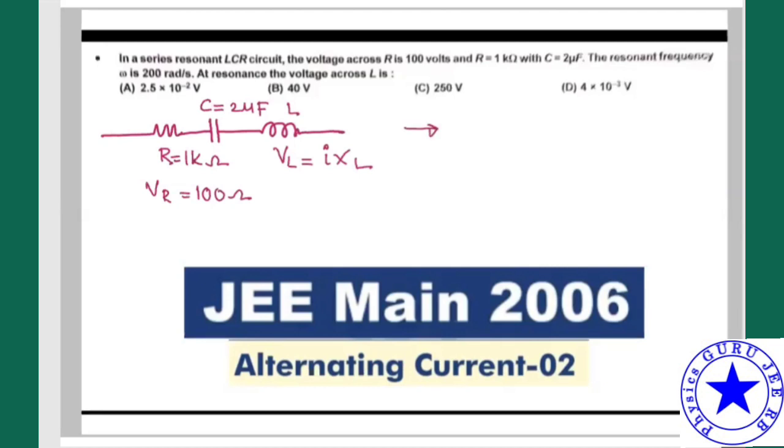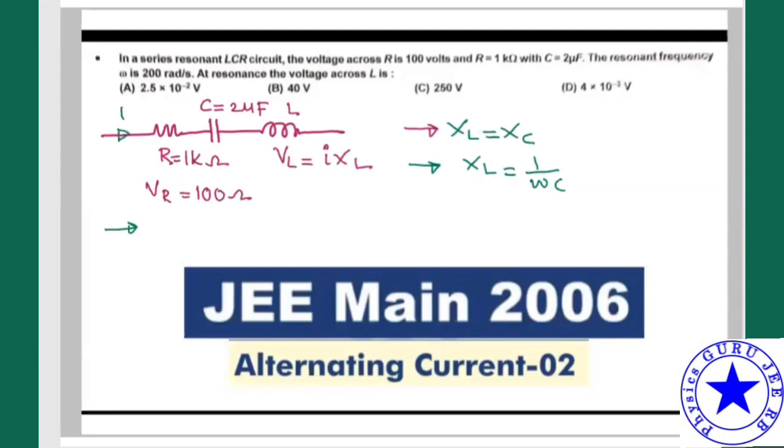The condition for resonance is XL equal to XC. This is the condition for resonance, at which XC can be written as 1 by omega into C. Now, what is the current through the circuit? Let me draw the current through the circuit.